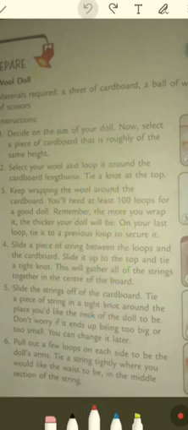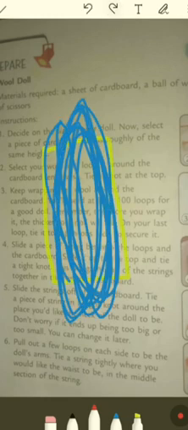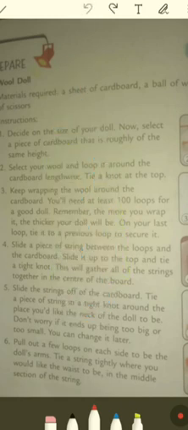Then what shall you do? Tie a knot at the top. Keep wrapping the wool around the cardboard. You'll need at least 100 loops for a good doll. Remember, the more you wrap it, the thicker your doll will be. On your last loop, tie it to the previous loop to secure it.